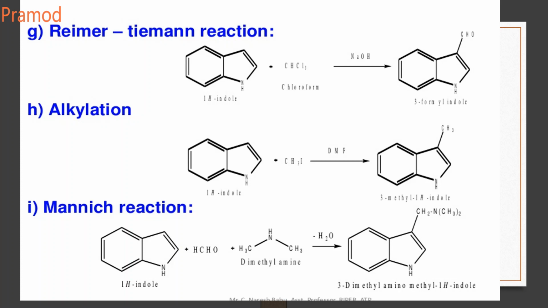Mannich reaction, what is Mannich? When you treat indole with an aldehyde, formaldehyde, in presence of dimethylamine, you get 3-dimethylaminomethylindole. This is a very important intermediate in the synthesis of many organic compounds. That is gramine. It is called gramine. Indole reacts with formaldehyde in presence of dimethylamine to give you 3-dimethylaminomethylindole.